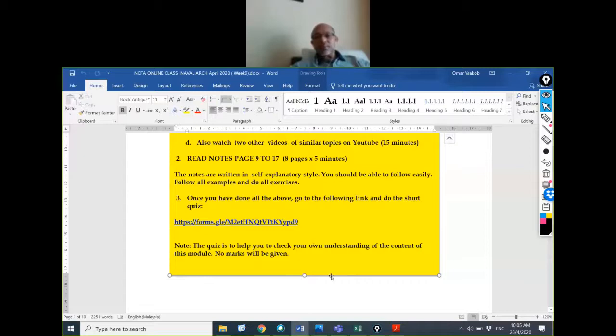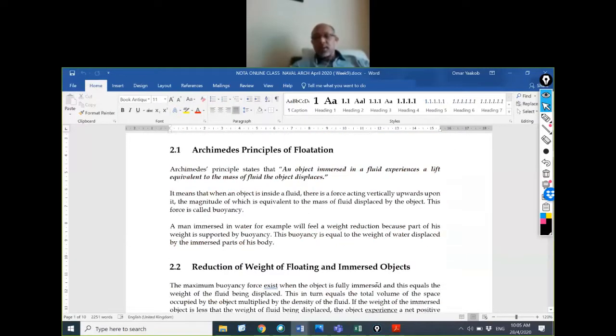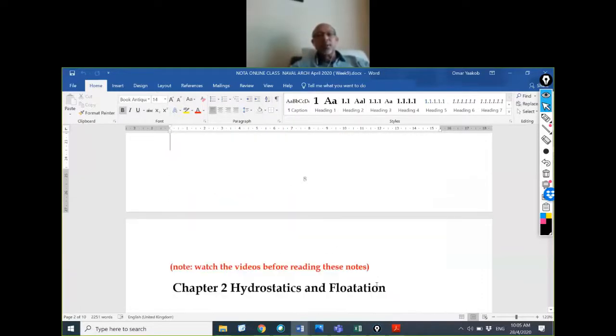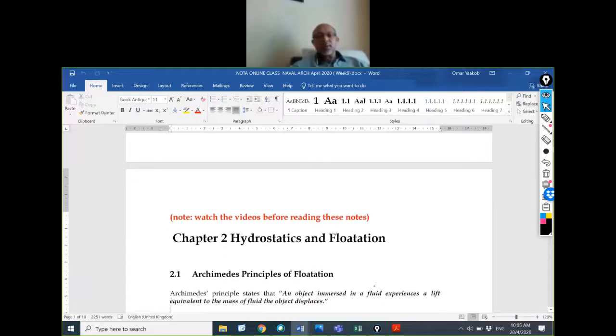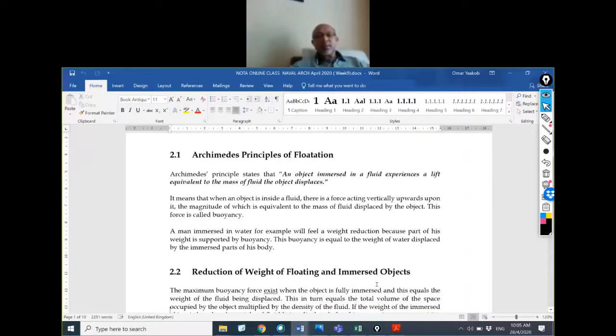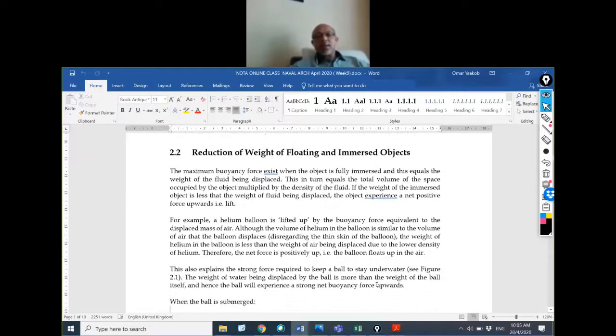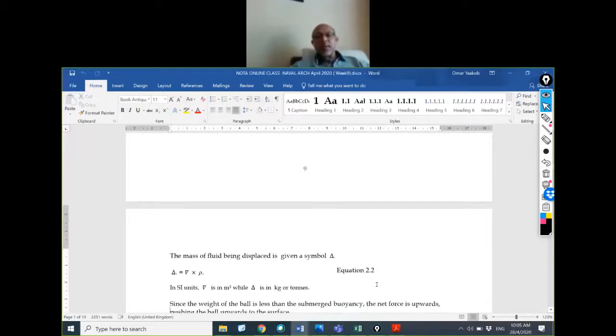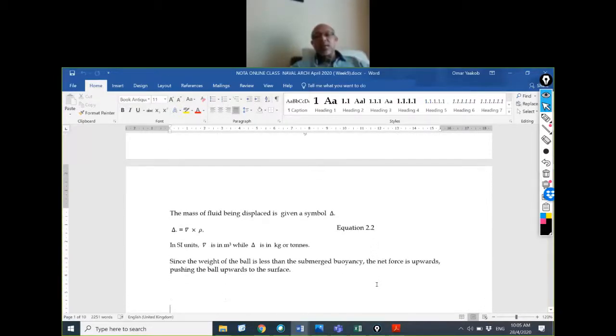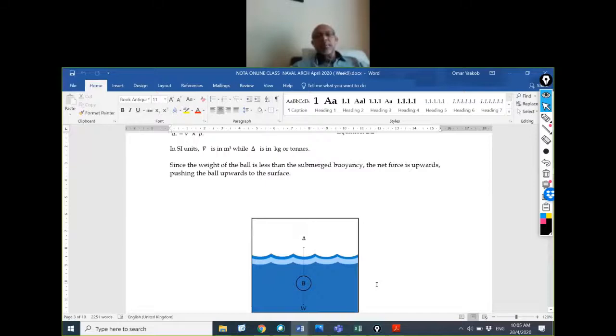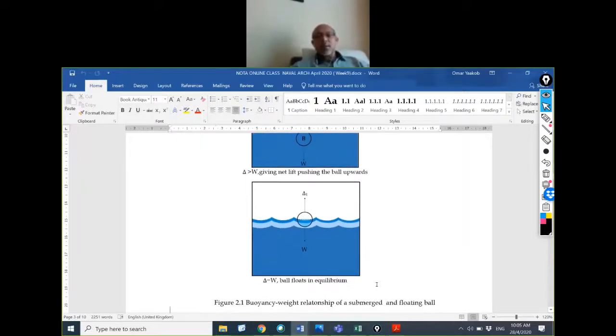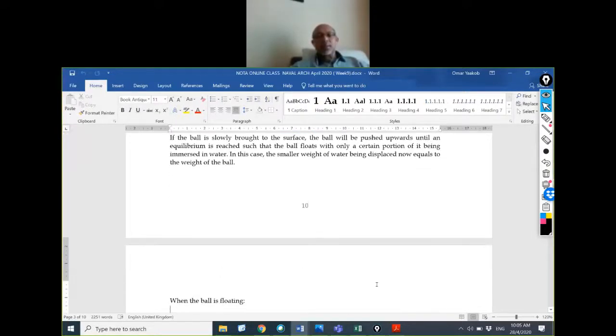That's no problem. So if you see in these notes, what we do is, as I said, first understand the concept. The concept is given in the video. What should you do before reading these notes? So this is the concept of Archimedes, and then the reduction of weight of floating objects. When something is immersed in fluid, there is a buoyancy force pushing it up. Okay, so this is basically the explanation.